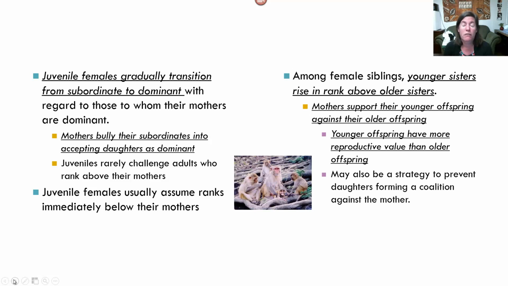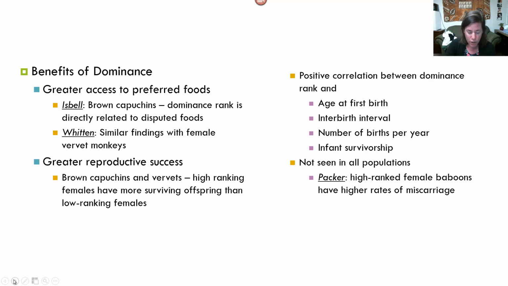And the main reason that moms do this is because younger offspring have more reproductive value than do older offspring. And it's also a strategy to prevent daughters from forming a coalition against the mother. So what are the benefits of dominance? Well, to begin with, there is greater access to preferred food.